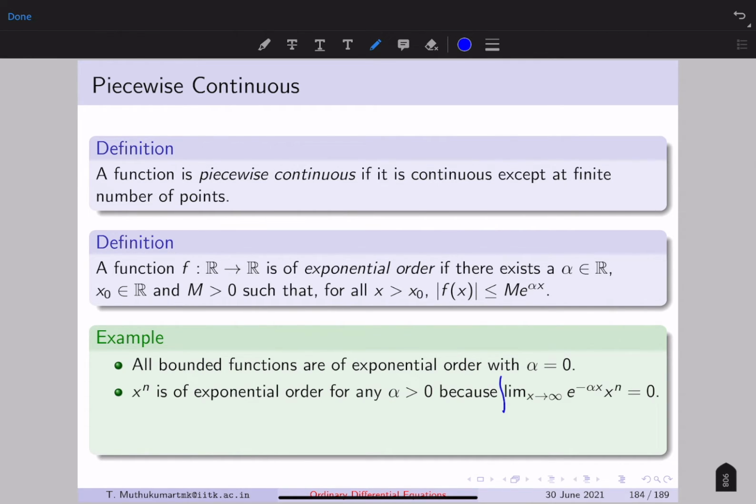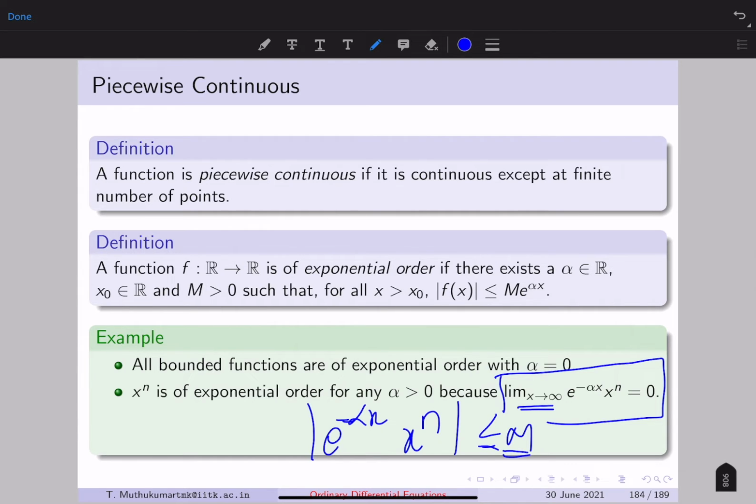So if you look at the limit of this, when you want to show bounded, you need to show e power minus alpha x times x power n. This is bounded, right? This is what we need to show is bounded. But as x goes to infinity, it actually goes to 0, so it has to come down, and so it has to be less than some m, because it finally falls down to 0.